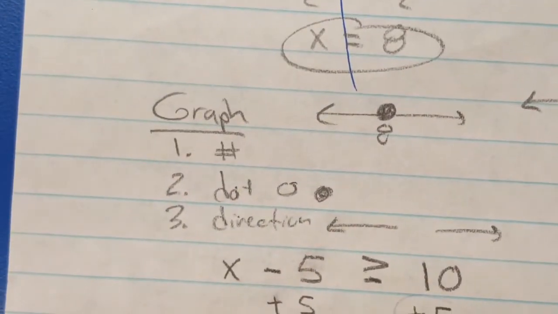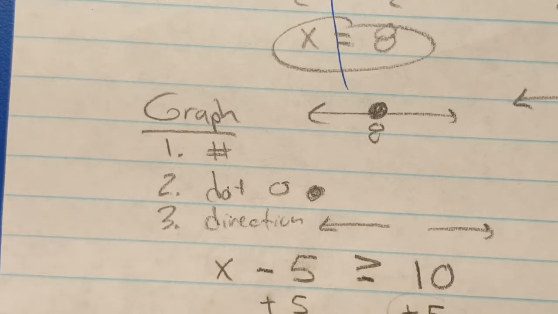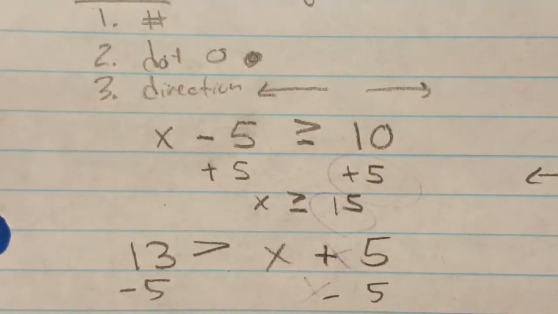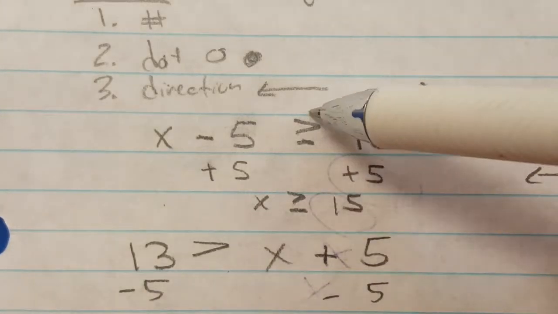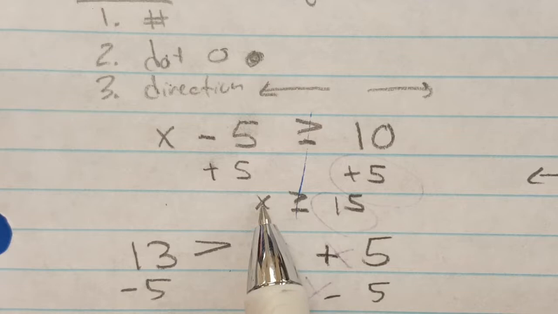So again, when you're graphing these inequalities, you need the number, you need the dot, and then you need the direction. So here's another example. Here I have x minus 5 is greater than or equal to 10. So as you can see, I did some math right here. I added 5 to both sides. I have x is greater than or equal to 15.